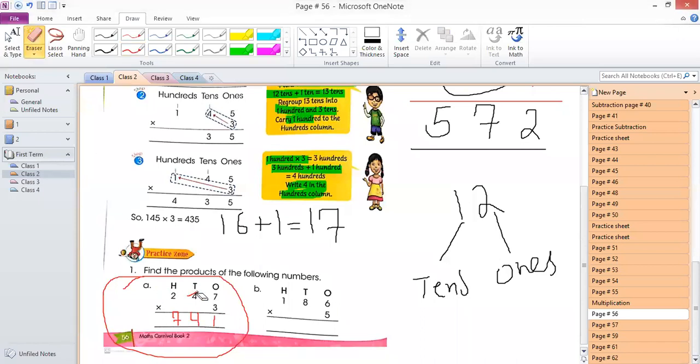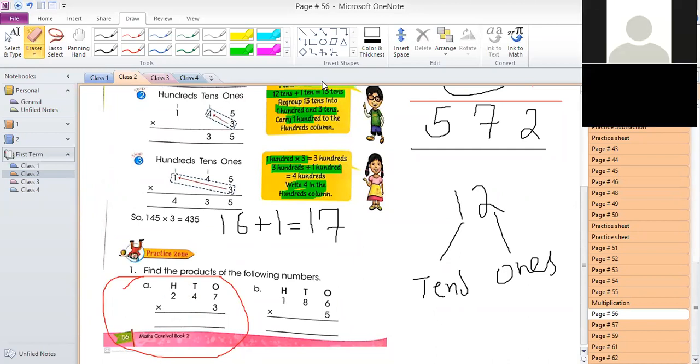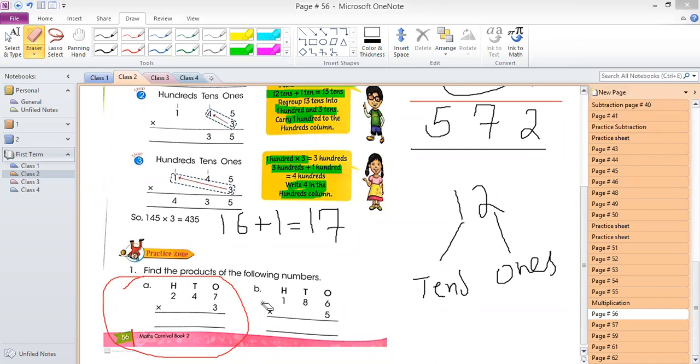Let's check his answer, guys. I will take one more student for this. Yes, sir. Your name, please. 3 times 7 equals 21. Put 1 in the ones and put 2 in the tens. Okay, first tell me your name. Rayan Omar. Rayan Omar, change your name from Zoom user to Rayan Omar, okay? Okay. And then tell me how you are going to multiply 247 by 3.